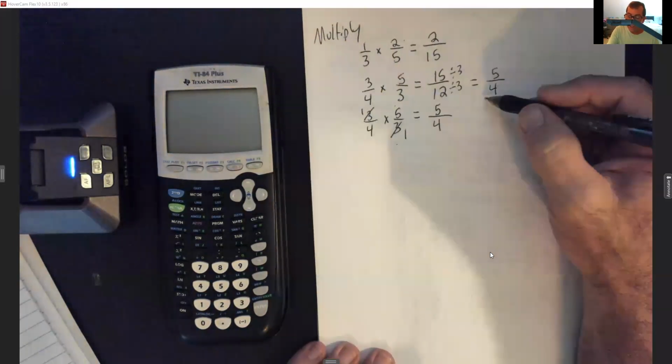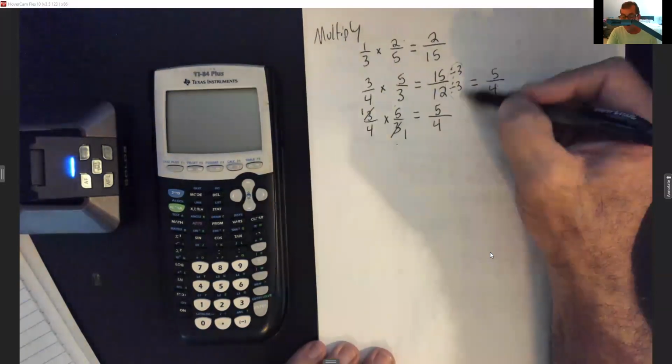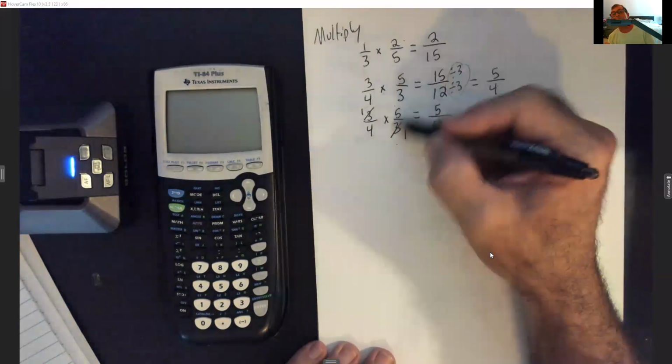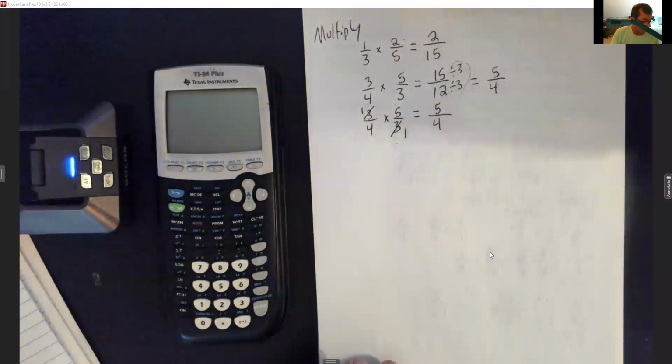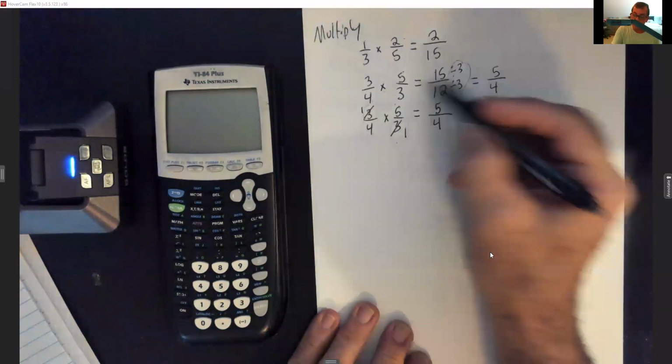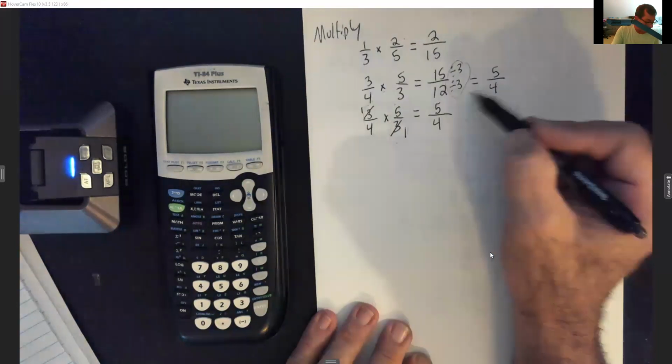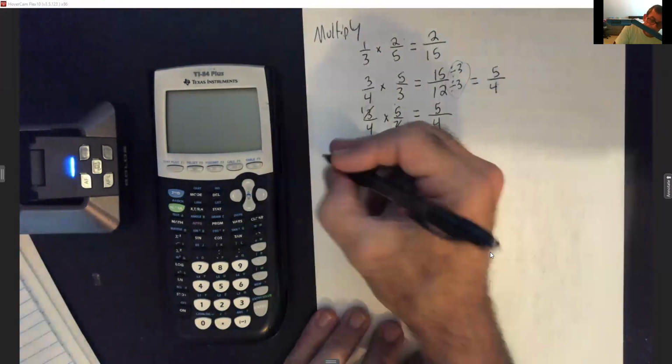So notice, you either divide those 3's out here with the big numbers, or you can divide them over here while they're still small numbers, okay? All right, so multiplying ain't bad. Multiply straight across. If you got to reduce them, that's how you would reduce them. All right, division.